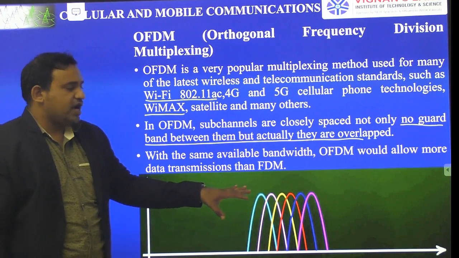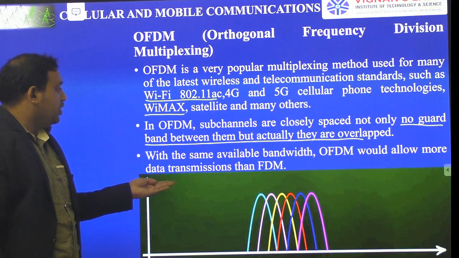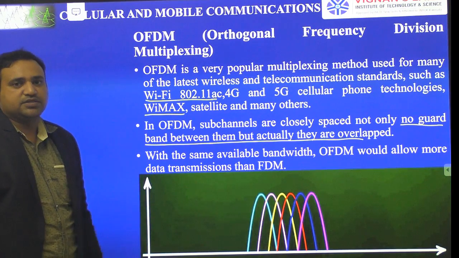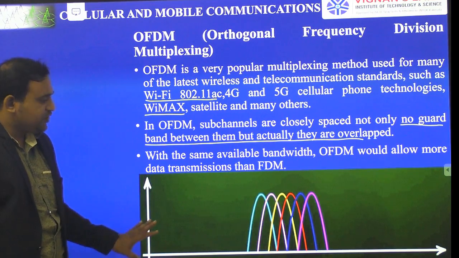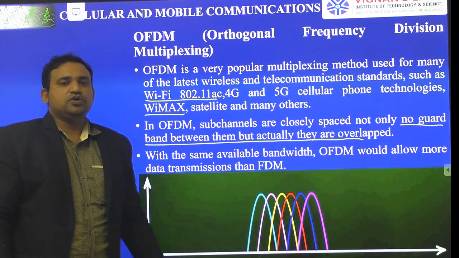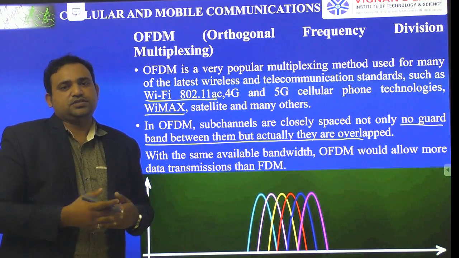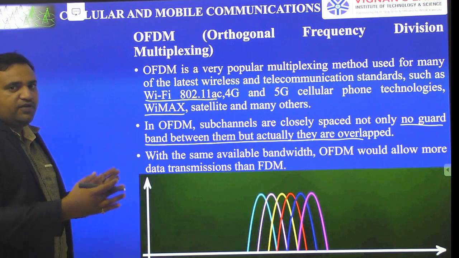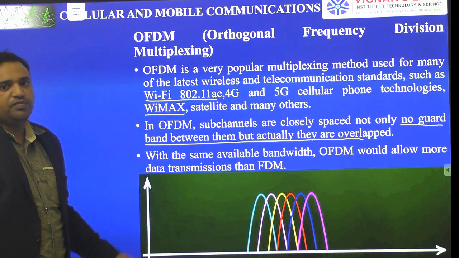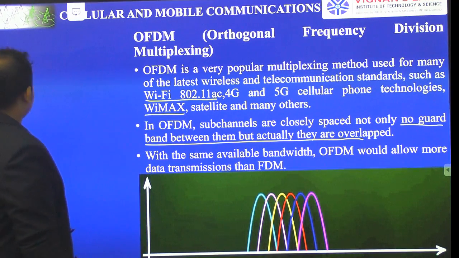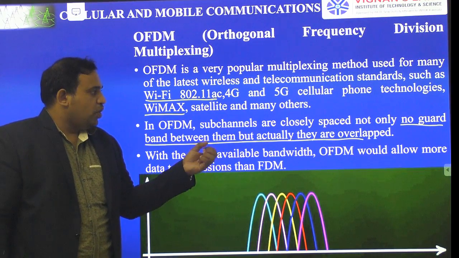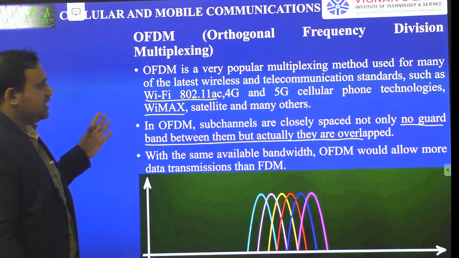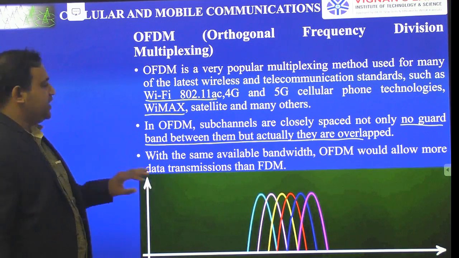With the same available bandwidth, OFDM would allow more data transmissions than FDM. Here, in less bandwidth, we are transmitting more channels. So we have sufficient available bandwidth and can transmit more channels. Bandwidth is saved, and within the available bandwidth, we can transmit more channels. So that is the point: with the same available bandwidth, OFDM would allow more data transmissions than FDM. This is the comparison between FDM and OFDM.